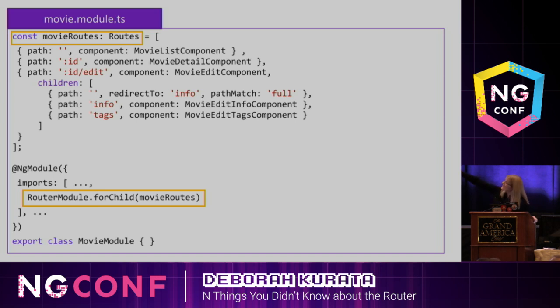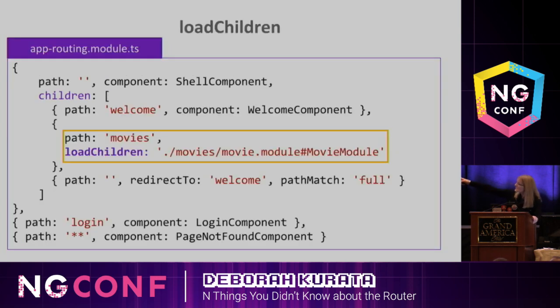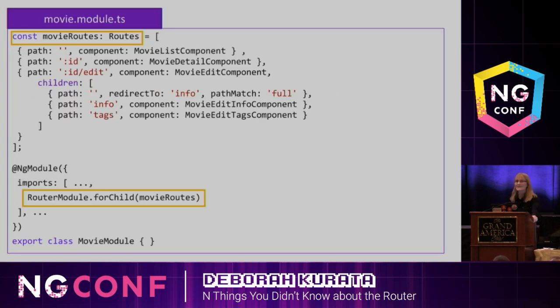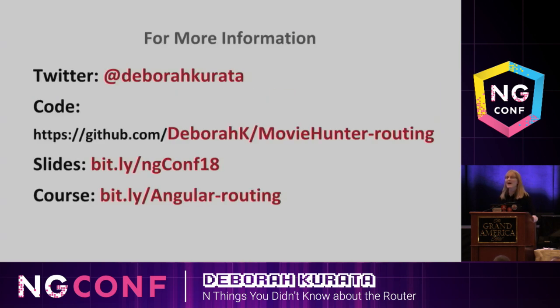Now we have our routes. Notice that the paths no longer contain movies because we pulled that part off, and now our router module for child will work because this tells it exactly where to put them. And that's it. So, did anyone have at least one of those things that they didn't know or hadn't thought about quite the same before?